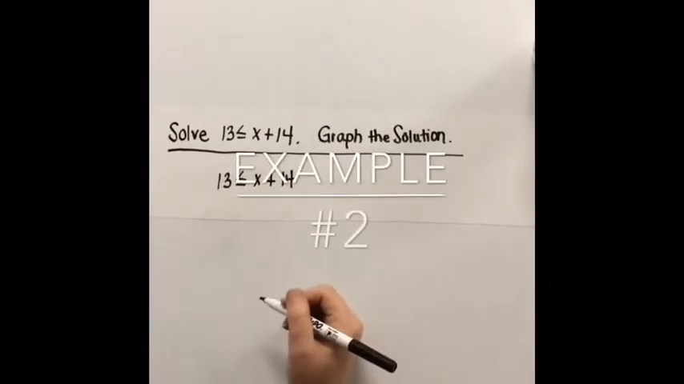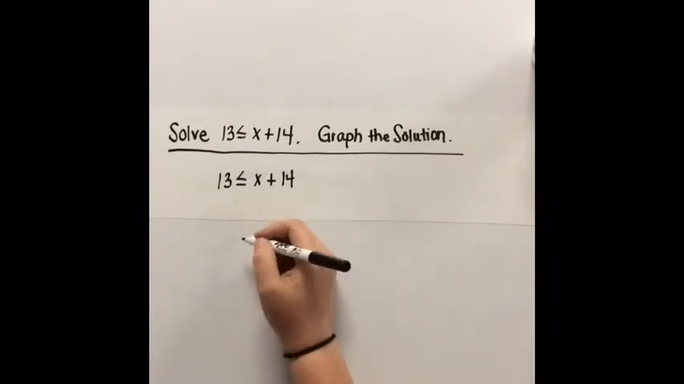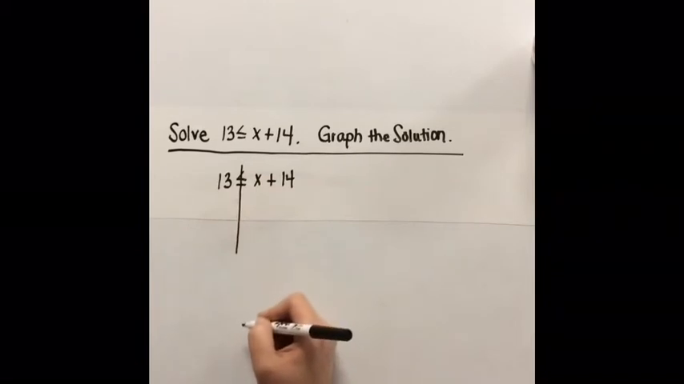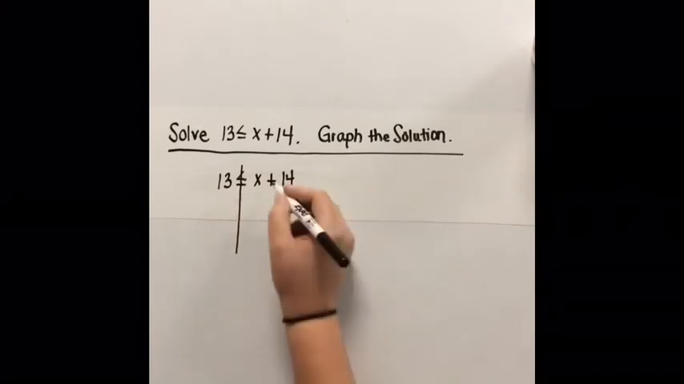Now let's look at example 2. This time we have a less than or equal to. Again, we draw our line right down the middle, keeping our two sides separate. We're going to look to isolate the variable.